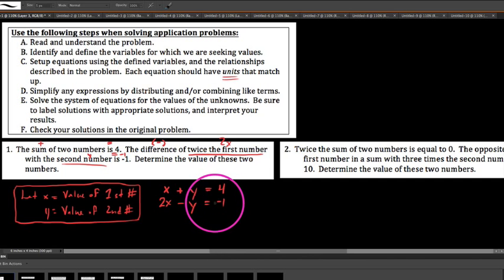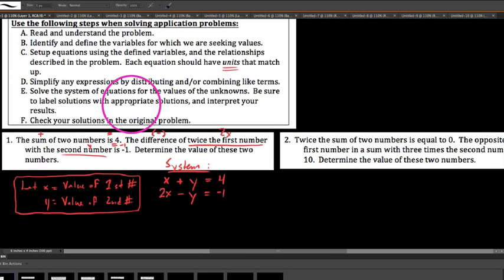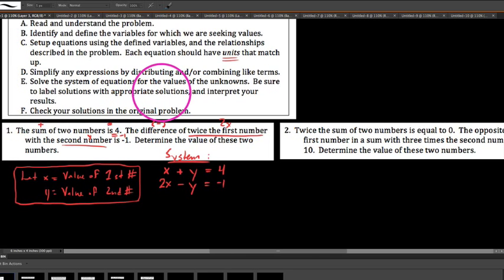out to be -1. And so here's my favorite part. Once you get this system set up, and I'm going to write a little note here that this is our system, what we're going to do is solve this system here. Simplify any expressions first by distributing or combining like terms, but we're going to solve the system of equations for the values of the unknowns. And you notice I say be sure to label any solutions with appropriate units, and this should say units here, but also interpret your results. And so what we're going to do is basically solve this.